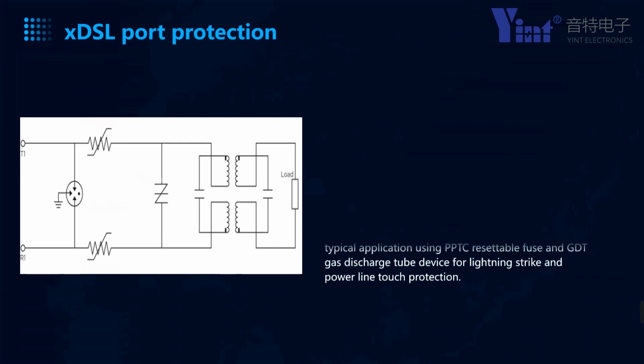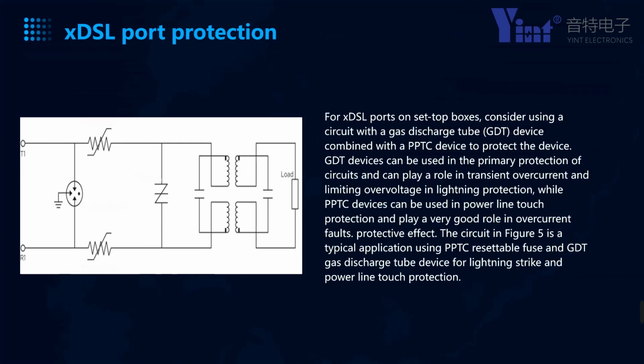For xDSL ports on set-top boxes, consider using a circuit with a gas discharge tube, GDT, device combined with a PPTC device to protect the device. GDT devices can be used in the primary protection of circuits and can play a role in limiting transient overcurrent and overvoltage and lightning protection, while PPTC devices can be used in power line touch protection and play a very good protective effect against overcurrent faults. The circuit in the figure is a typical application using PPTC resettable fuse and GDT gas discharge tube devices for lightning strike and power line touch protection.